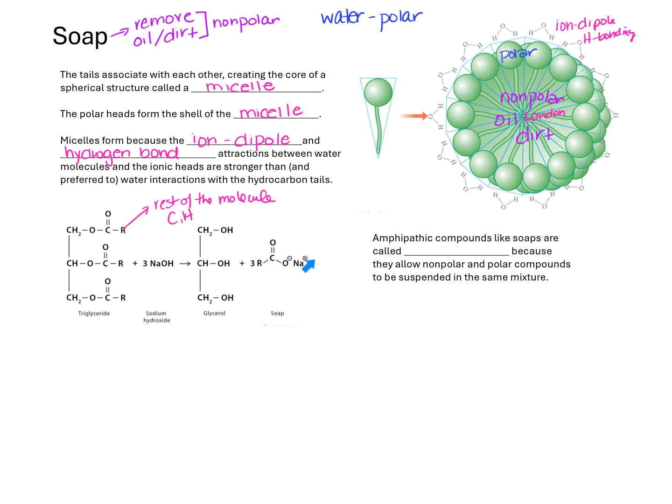So now we have soap, which is this carboxylate here. Now it's got a negative charge. You're going to see sodium that's associated with this soap, but in water, it breaks off and just floats away, okay? And so that's how these can form the micelles. Now, amphipathic compounds like soaps are called emulsifiers because they allow nonpolar and polar compounds to be suspended in the same mixture.